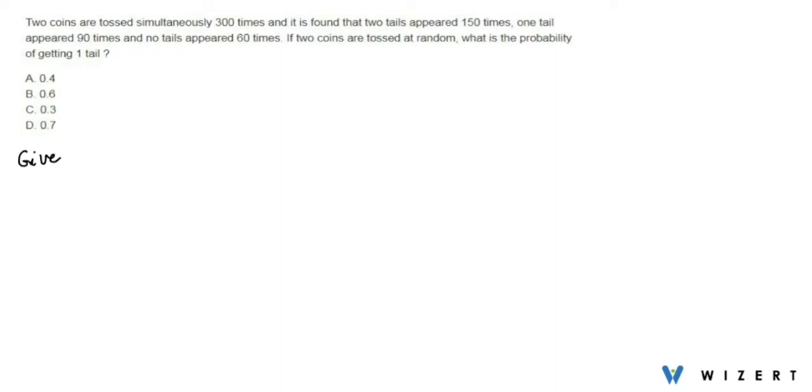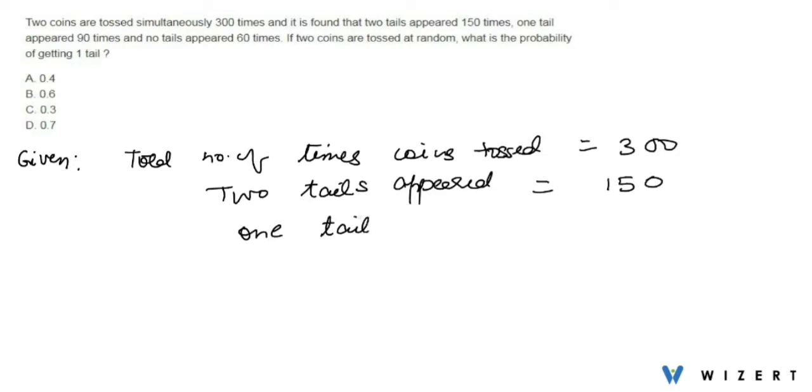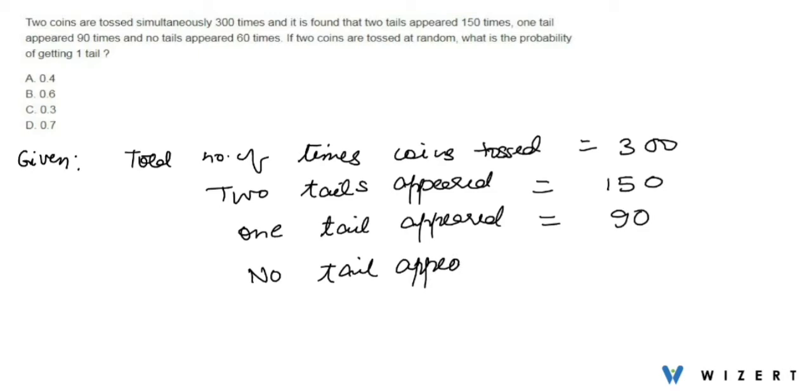So what is given is the total number of times the coin was tossed, which is 300 times, and out of this, two tails appeared 150 times, and one tail appeared 90 times, and the last case was that no tail appeared. So these three possible cases were there. No tail occurred 60 times.